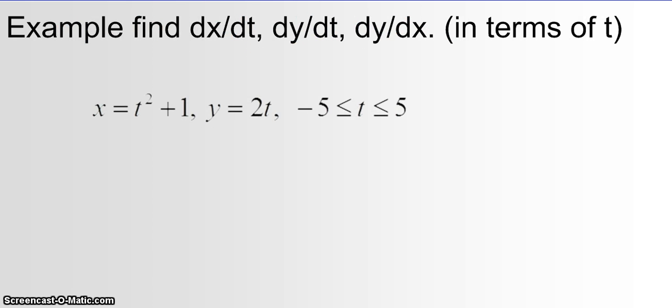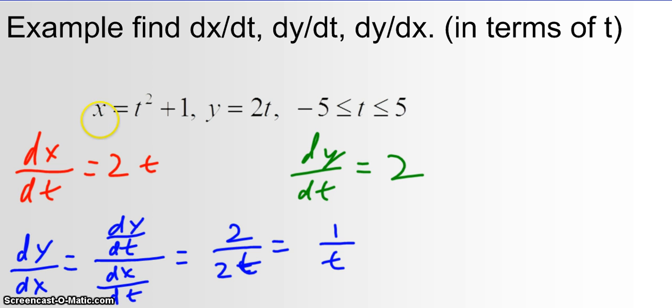So now getting to derivatives, if we have the parametric equations x equals t squared plus 1 and y equals 2t when t is between negative 5 and 5, I want you to find dx/dt, dy/dt, and then dy/dx in terms of t. So pause the video and find each of those derivatives. Unpause when you're ready to check your work.